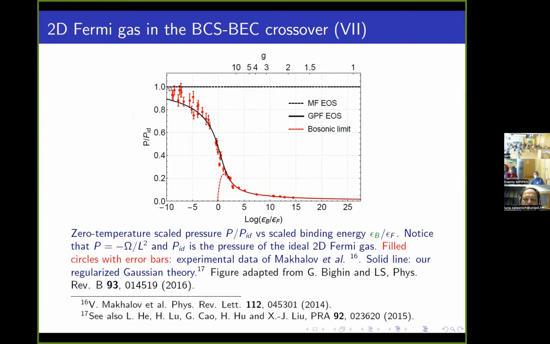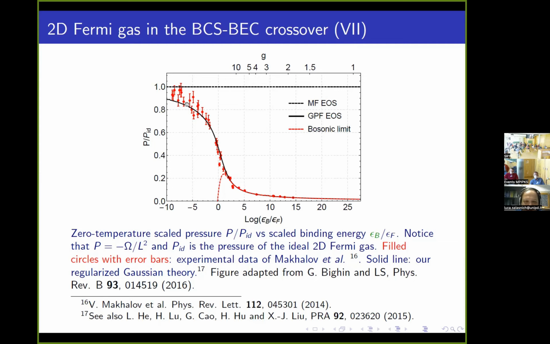And if you consider only the mean field contribution, the pressure, here in units of the pressure of an ideal Fermi gas, is 1. It remains 1 in the crossover. So at the mean field level, the pressure is constant. It does not depend on the interaction. And so you see, the inclusion of Gaussian fluctuations here is really crucial. Our theory with Gaussian fluctuations is instead the solid black line.